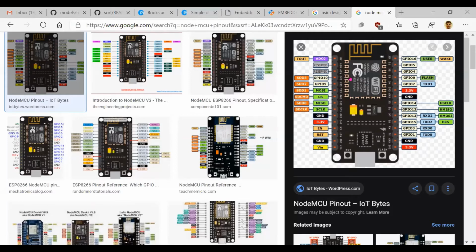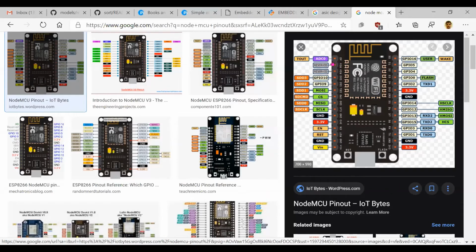there are many GPIO pins present. Almost 16 GPIO pins are present, right? 1, 2, 3, 4, 5, 6, 7, 8, 9, 10, 11, 12, 13. 13 GPIO pins are present. But if you see the ADC, this is the A0 pin, right? ADC0 pin. This is the only one ADC pin present on this board, right?